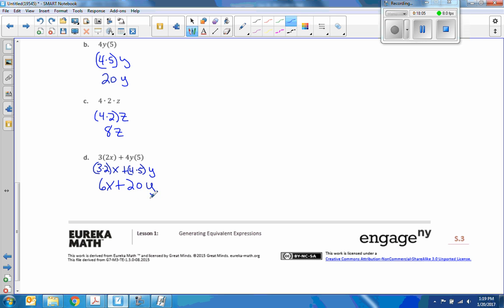If we had girls and we had boys, and I asked you how many girls and boys do we have, you'd say 6 boys and 20 girls. You wouldn't say 26 children. I didn't ask how many children. I said how many boys, how many girls. So we can't combine them unless we are told what x and y are.